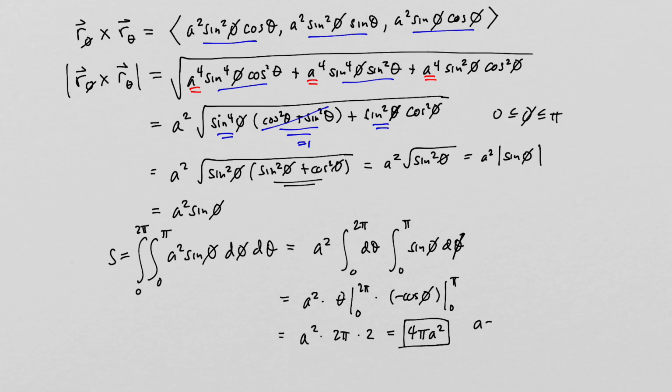Now remember, a was the radius of the sphere. And so what that basically says is the surface area of a sphere is 4 pi times the radius squared.